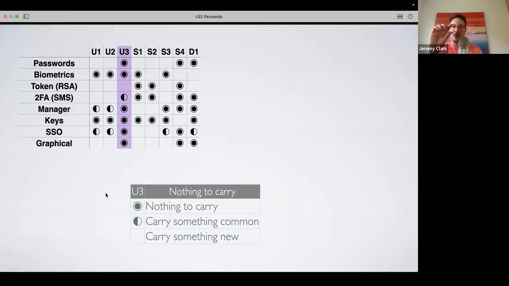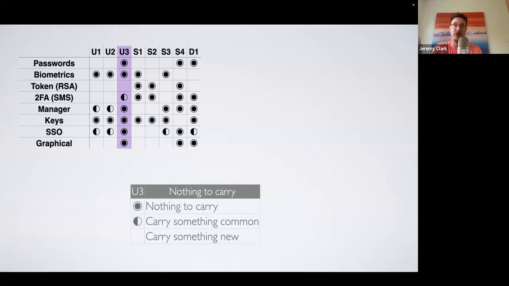And then your RSA token, that little keychain thing that has the number on it, that's something new that you have to carry that you didn't have to carry before. If you forget it, you can't log in. It's kind of annoying. So we're punishing it on U3 by not giving it the dot.